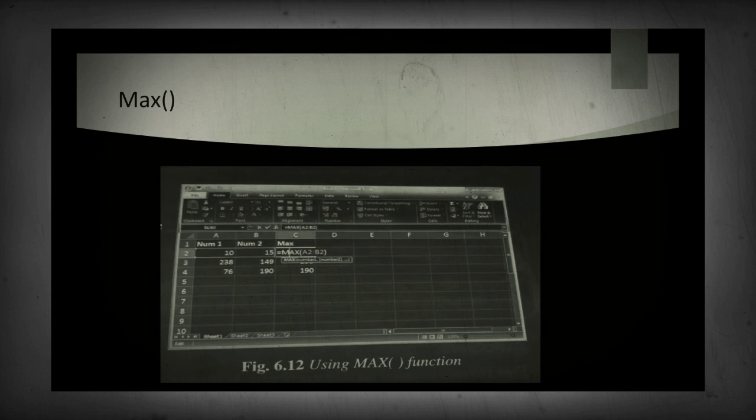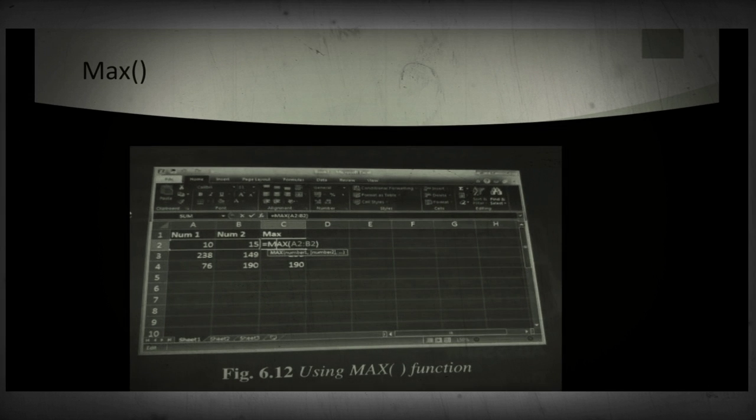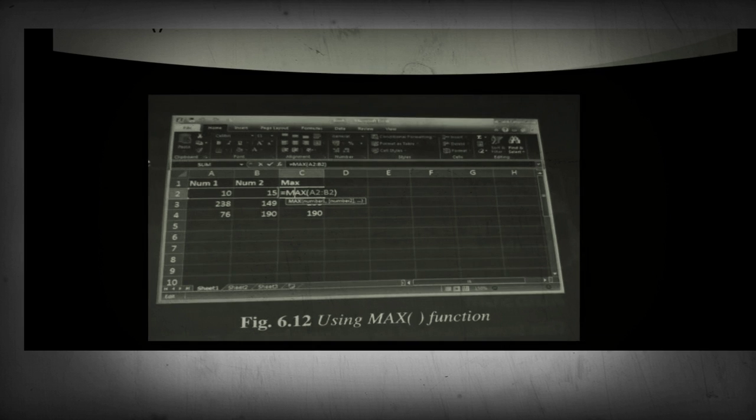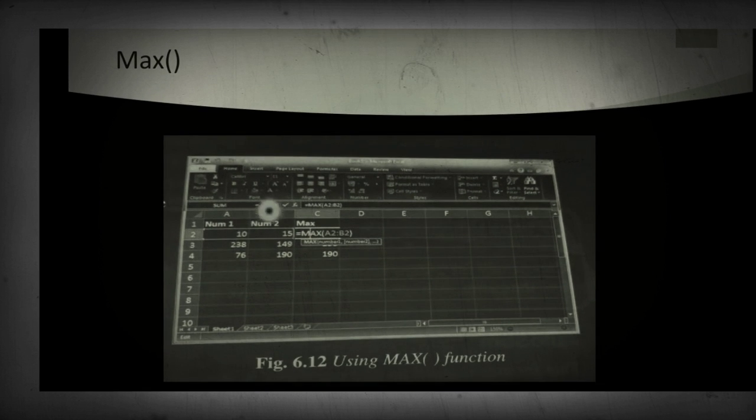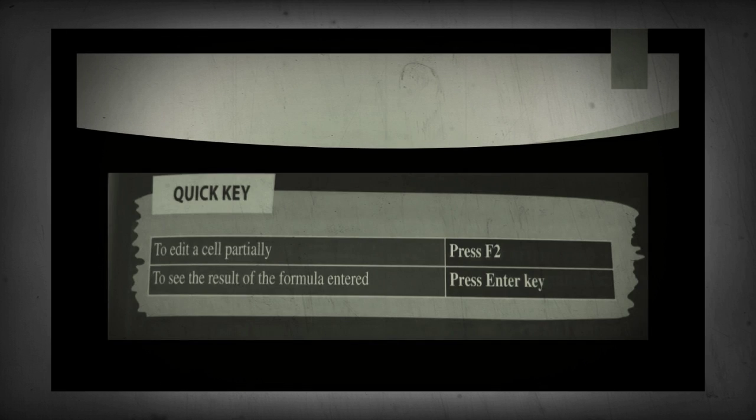Max finds the largest number in the selected range of the values stored in a cell. For example, this is the max function. Quick key: to edit a cell partially, press F2. To see the result of the formula entered, press the enter key.